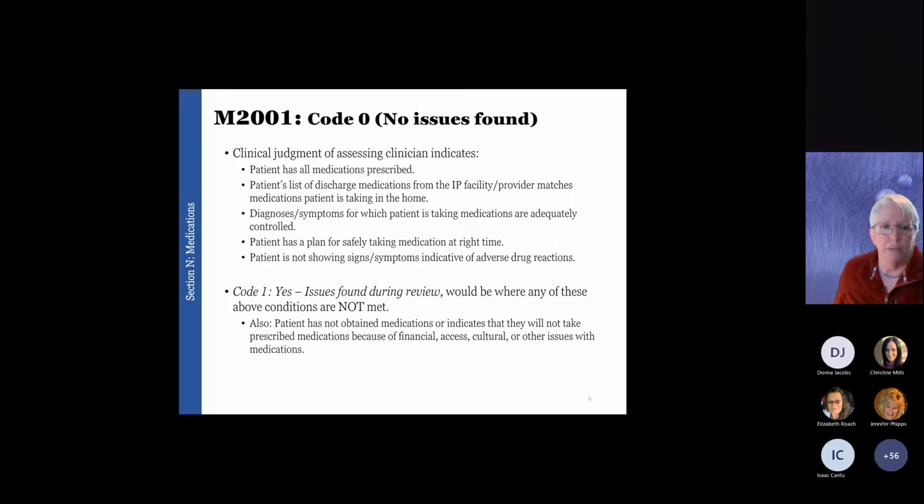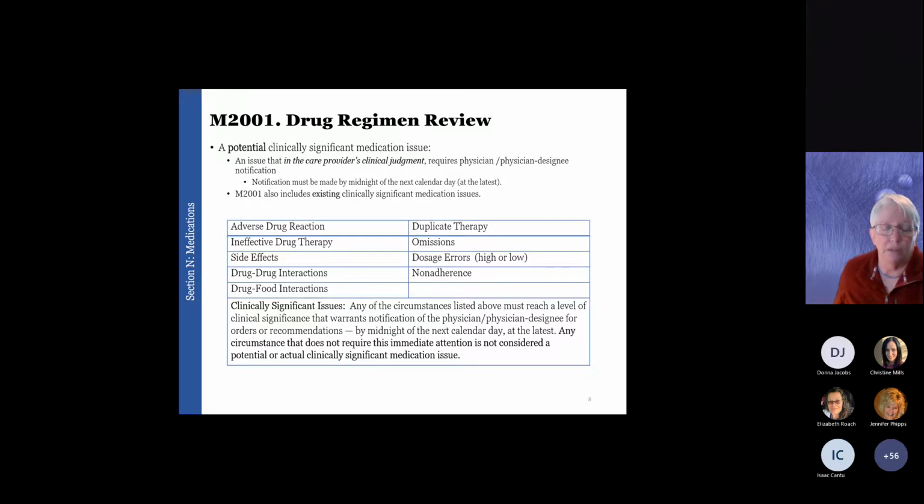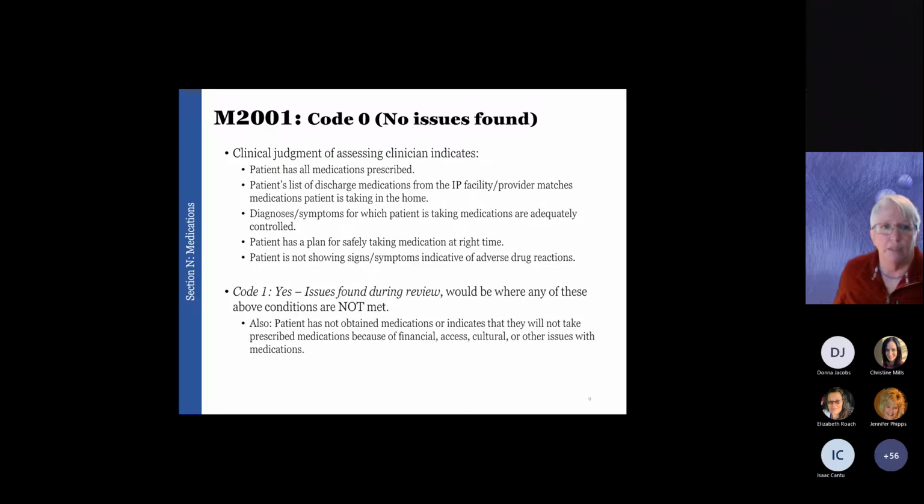No issues found basically means that for all these items here, we didn't find any problems. So they have all their medications they're supposed to have. The list of discharge meds matches what they're taking in the home. The diagnoses or symptoms that they're taking the meds for are adequately controlled. They have a plan for safely taking their medication at the right time. And they're not showing any signs or symptoms indicative of adverse drug reactions. So that's all good. That's your 0.